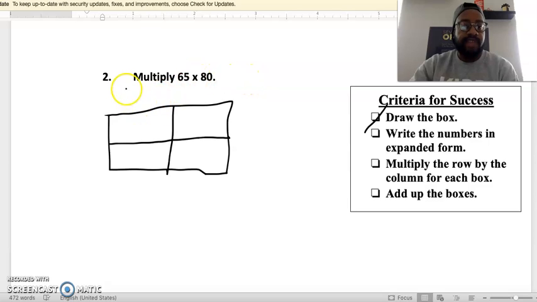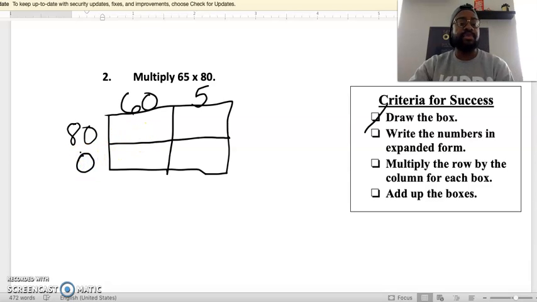Cross it out. Next thing I'm going to do is write my numbers in expanded form. So 65 is 6 tens, which is 60, and 5 ones, which is 5. 80 is 8 tens, which is 80, and 0 ones, which is 0. So I'm going to make sure I put my 0. Even though there are no ones, I still have to put it because there's a 0 in the ones place value. So now that I've written in expanded form, cross it out.